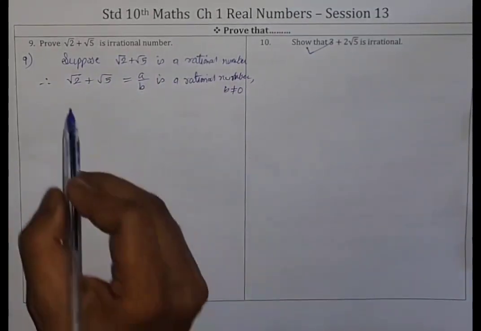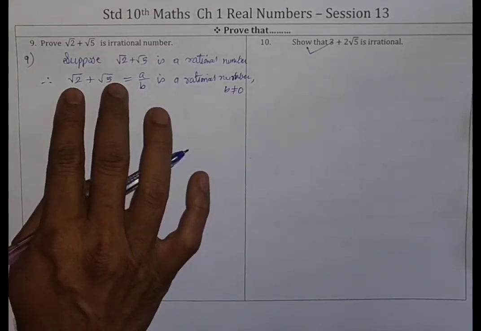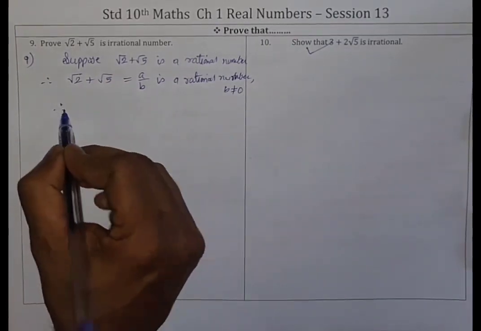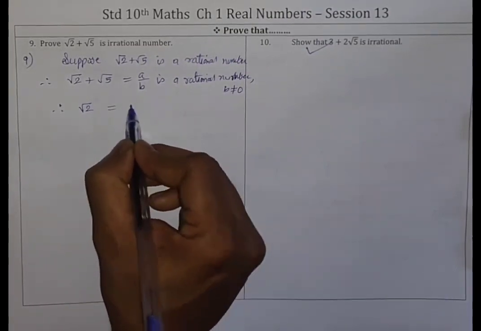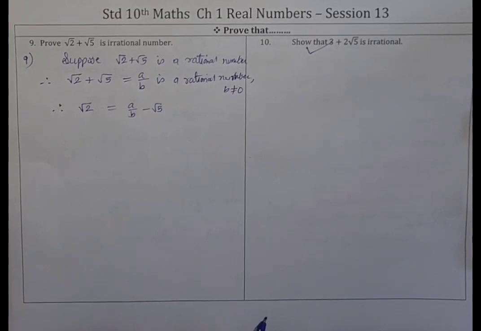Children, you do one thing now. Kisi ek ko yahan rehne do. Dono hi primes hai. But you transfer one. Any one can be made subject of the formula in this case. Chaliye hum root 2 ko hi bana dete hain. That is equal to a upon b minus root 5.